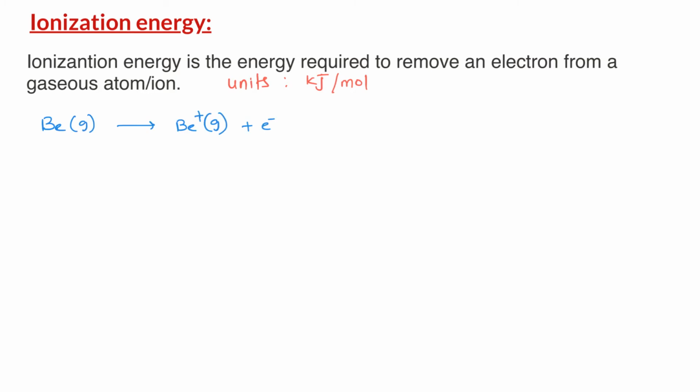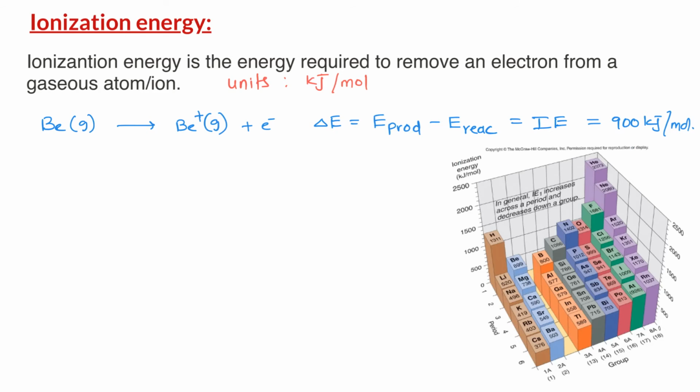Beryllium atom in gas phase loses an electron and forms beryllium plus ion in the gas phase. The change in energy for this reaction, that is delta E, is equal to energy of products minus energy of reactants. This change in energy is ionization energy. And for beryllium, it is 900 kilojoules per mole. The general trends in ionization energy are opposite to that of atomic radius.